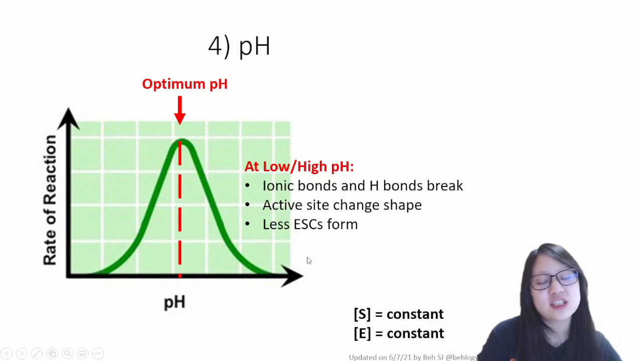In our next lecture, when I see you next time, we'll be talking about how inhibitors can affect the rate of reactions and 2 different ways inhibitors can do their job.